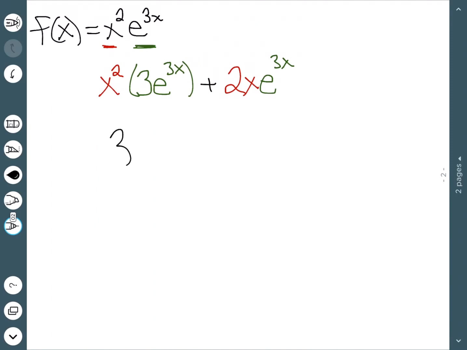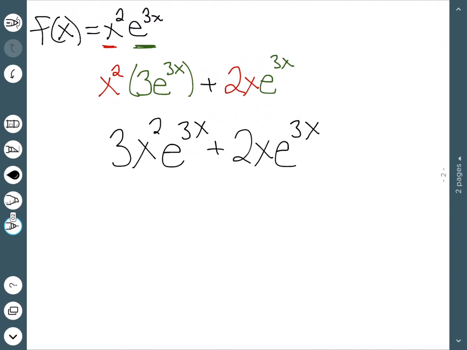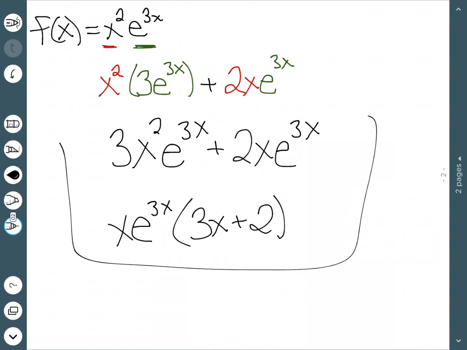A little simplification just to make it look nicer. 3x squared e to the 3x plus 2x e to the 3x. You may also see this written as x e to the 3x times 3x plus 2, where we simply factor out that x e to the 3x, but that's not required. Either one of these two are perfectly acceptable.